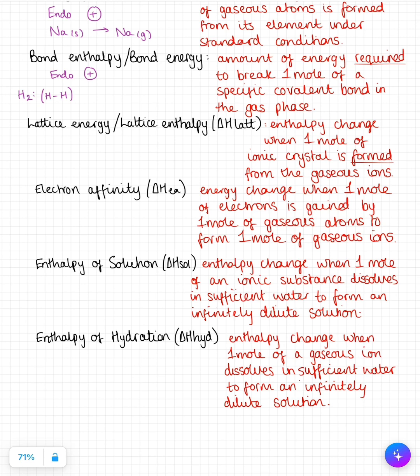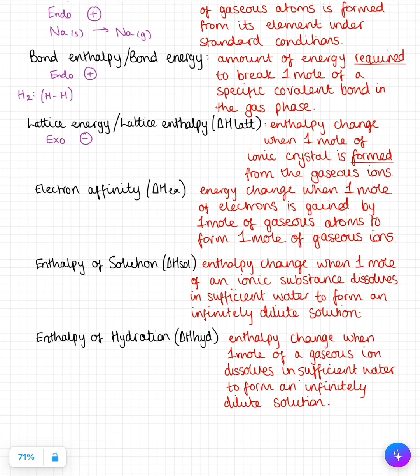Next up is lattice energy, often known as lattice enthalpy. The enthalpy change when 1 mole of ionic crystal is formed from its gaseous ions. Because it is a formation, it's exothermic, because we are combining and bringing together ions. As previously mentioned, when we are making bonds, energy is released. So this is exothermic, so we would always see a negative value.